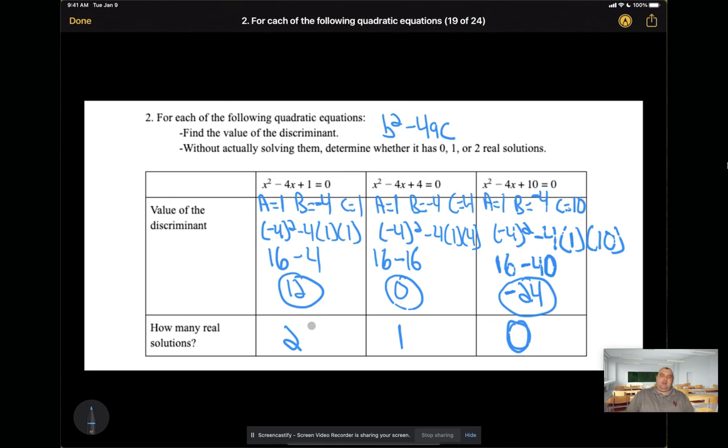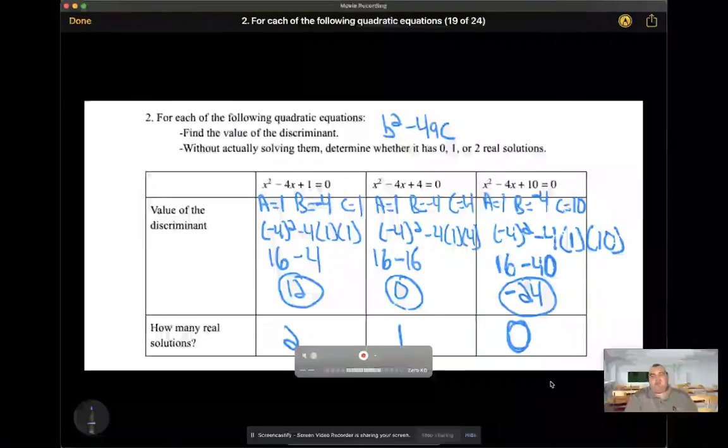So the first equation has 2 real solutions. The second equation has 1 real solution. And the third equation has none because the solutions are complex.